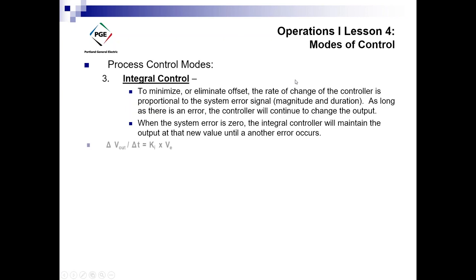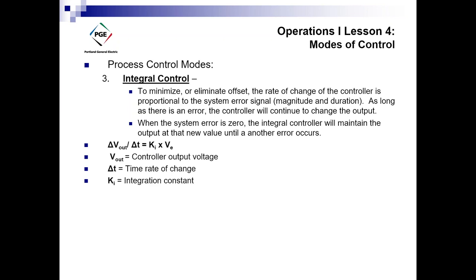So just another formula, maybe this makes sense to you to represent controller output voltage. That's always the V out. Time rate of change. So in proportional, there's no time rate of change. It's just if you have an error signal, the signal matches the error signal. Here you factor in the rate of change of time. So over time, you want to eliminate that error signal. Ki is the integration constant, and then VE is the error voltage.